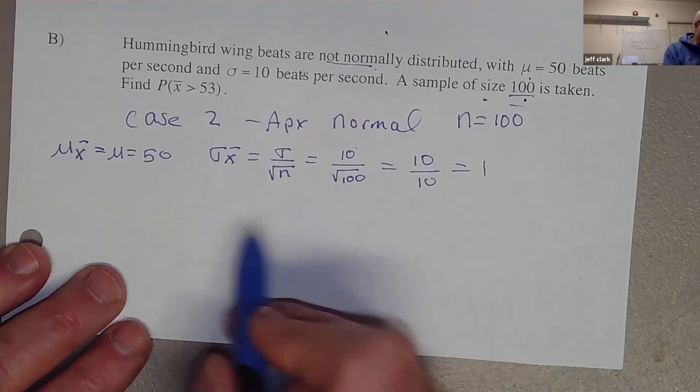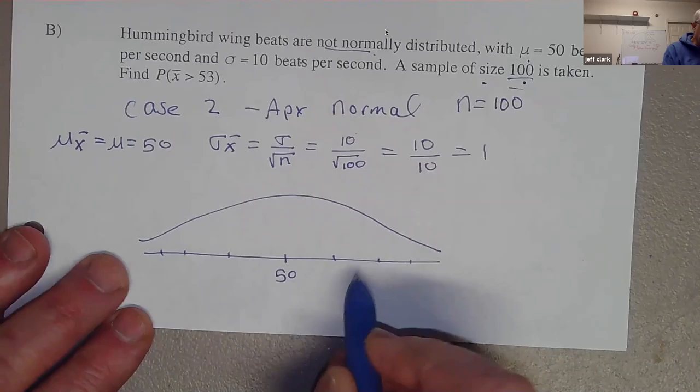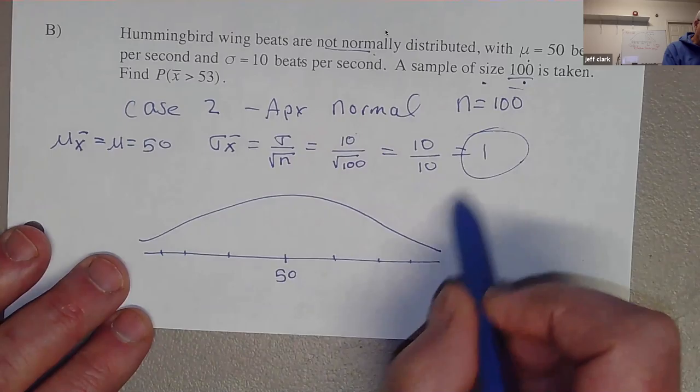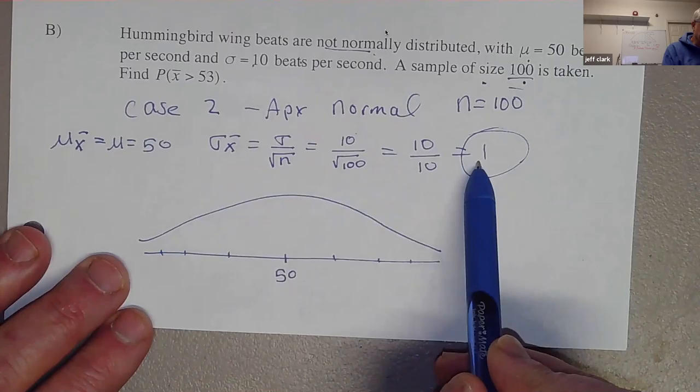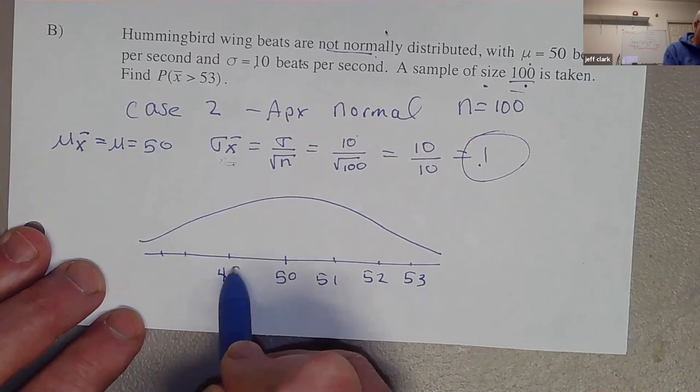Then I draw a bell-shaped curve. And I put the mu sub x bar, the mean, right here, 50. And we go 1, 2, 3, 1, 2, 3, three to the right, three to the left. And we add this. We don't add 10, we add 1, because we had to find that. So add 1: 51, 52, then 53. Subtract 1: 49, 48, 47.